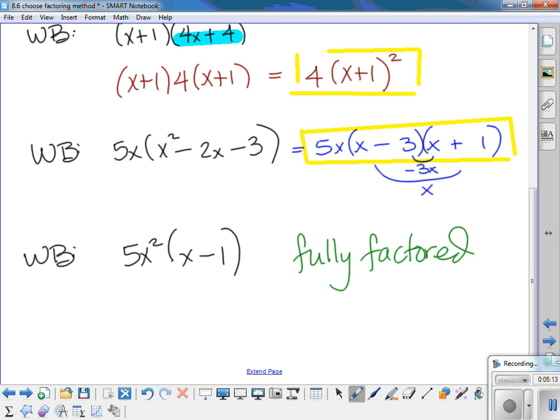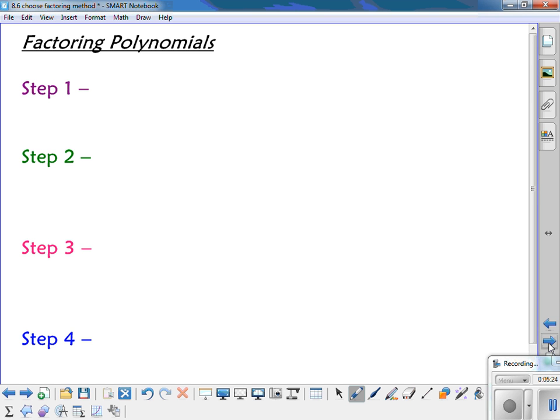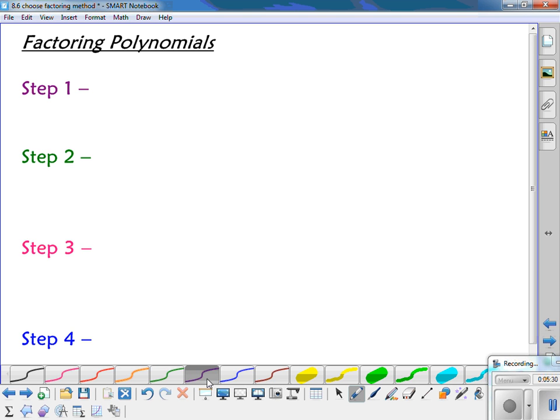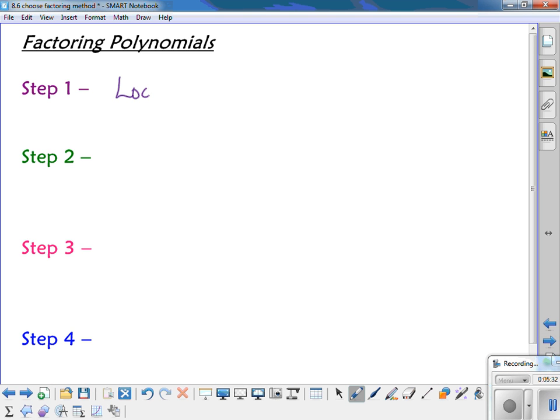All right, so basically when you guys are given an expression, they're not going to tell you anymore how it needs to be factored, whether it's grouping, whether it's GCF, whether it's just a regular trinomial or a special product. So you're going to have to run through a series of steps as you're factoring those polynomials. So the first thing you want to do is look for a GCF. Look for that greatest common factor and get that out first.